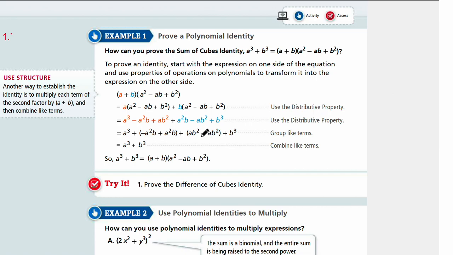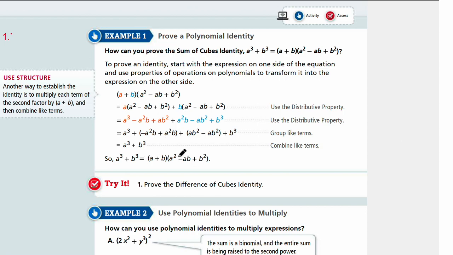So basically, you just need to simplify and solve it so that you see they're equal to each other. You can start with the right side and multiply them out: a times the trinomial and b times the trinomial would give you the identity. Then use the distributive property, group like terms and add them together. If you combine like terms, you'll be able to prove that this is actually the same as a cubed plus b cubed.